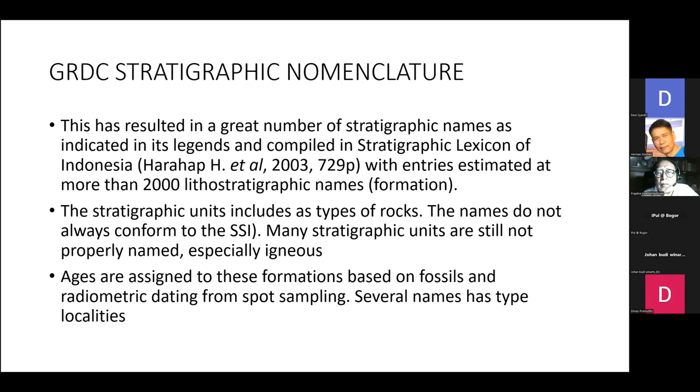These stratigraphic units include all types of rocks. The names do not always conform to the code, of course. Many stratigraphic units are not properly named. Some are just simply called the Jurassic limestone or something. And especially igneous rocks are not named at all. They are just simply called diorite or granite or something like that. But ages are assigned to these formations, or age ranges rather, based on fossils and radiometric dating from spot sampling.